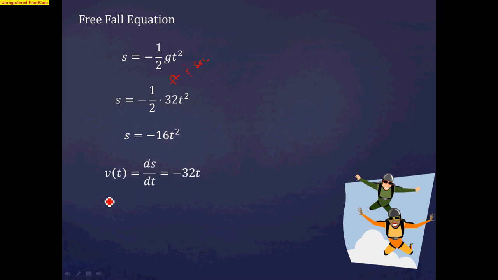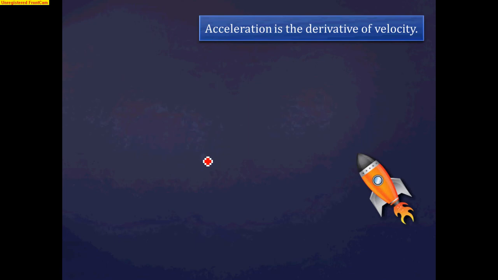So then, what is the velocity of freefall? It is the derivative of position, which is of course bring the power down, subtract 1 from the exponent. Well, then acceleration is the derivative of velocity.